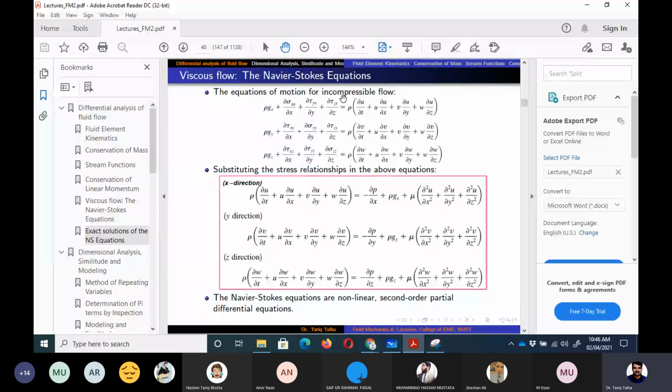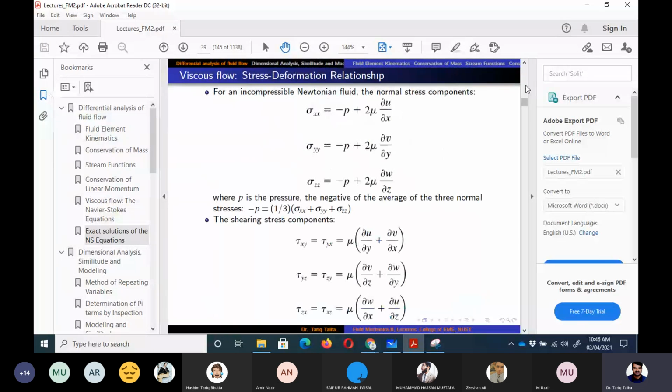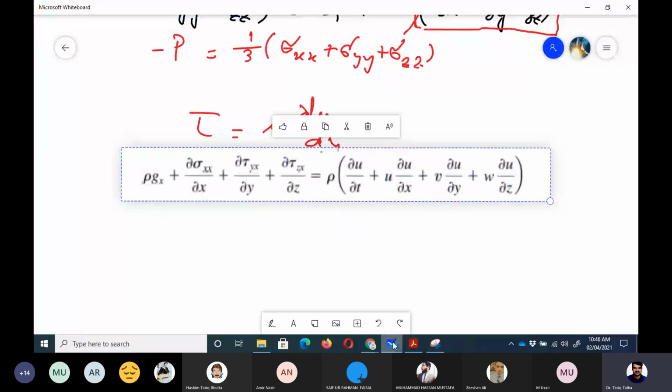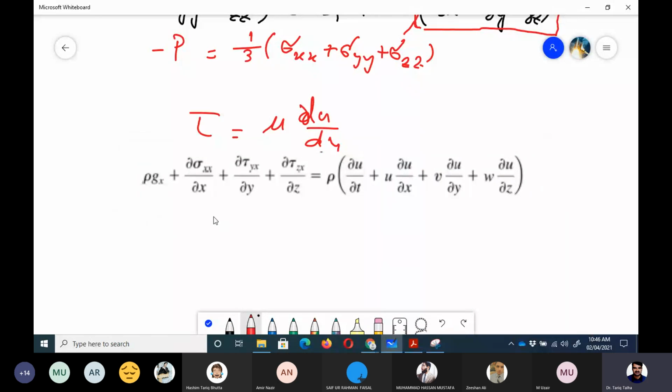The only change is in writing the relation for sigma xx, tau xy, and tau xz. So those relations are written here. Tau xy and tau zx are written here, and similarly. So we can write the relations here, and then put in the values to see how things are manipulated to get the final equation. First of all, I would write what is sigma xx.